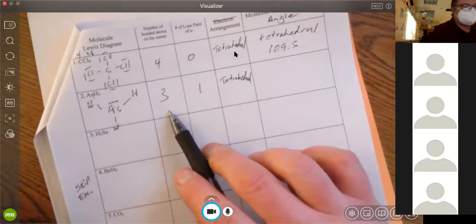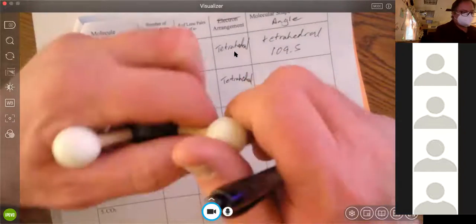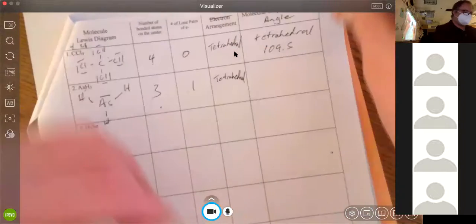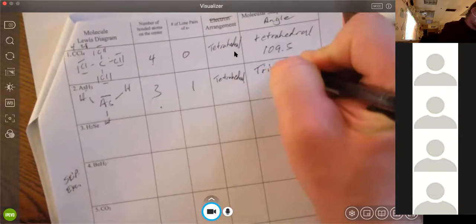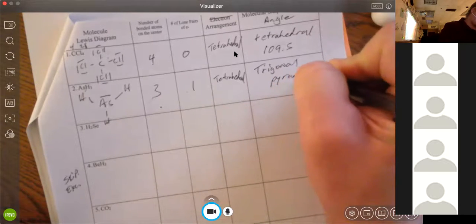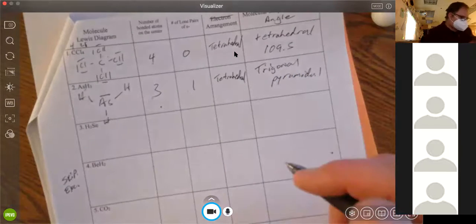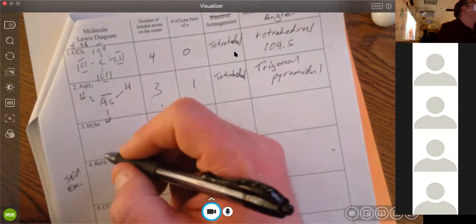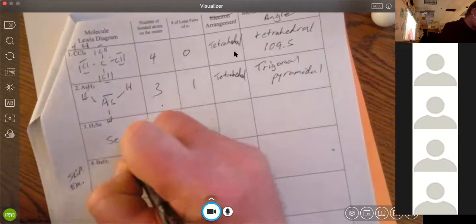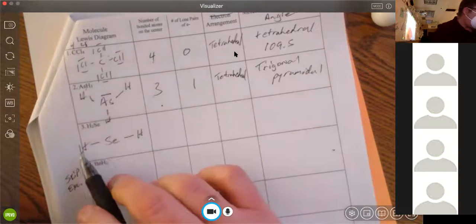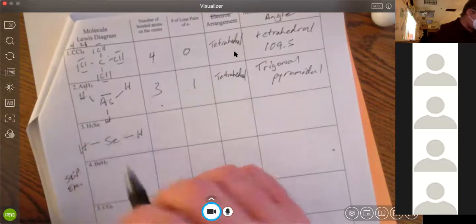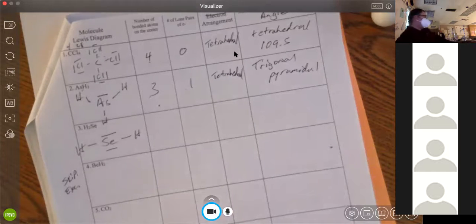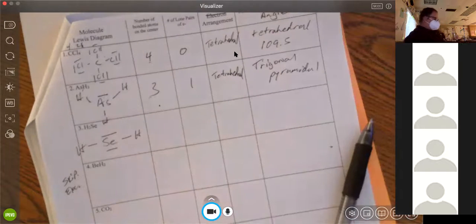But as I said, 3 bonds, 1 unshared pair. We look at that. We see a triangle and we see a pyramid. So that is trigonal pyramidal. And that's it. H2Se. Se is 6. So here we have 6 plus 2 is 8. 2, 4, 6, 8. And take a look at that.